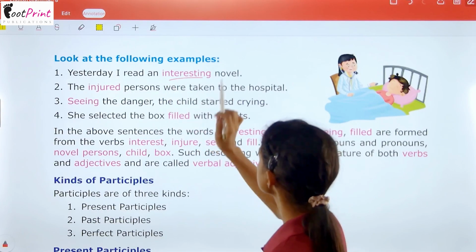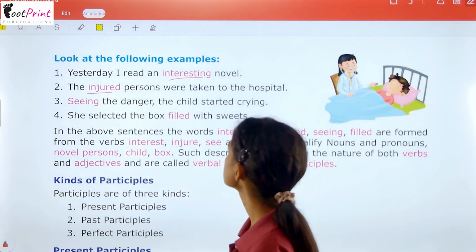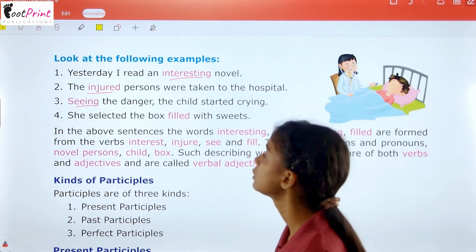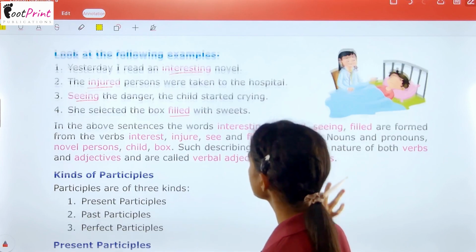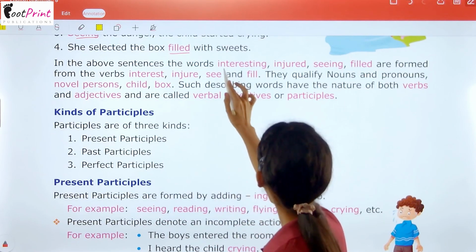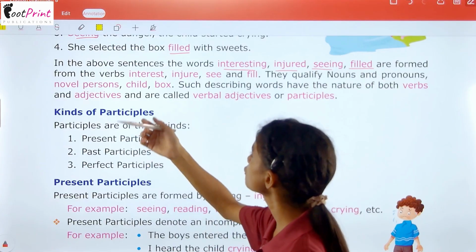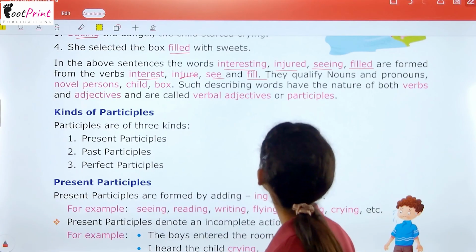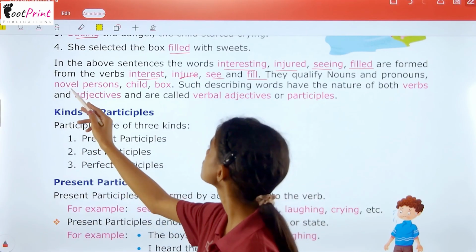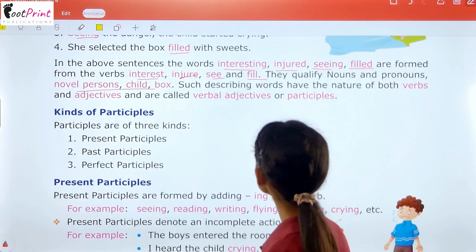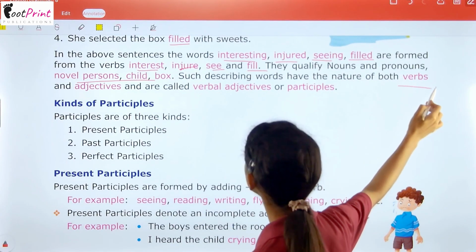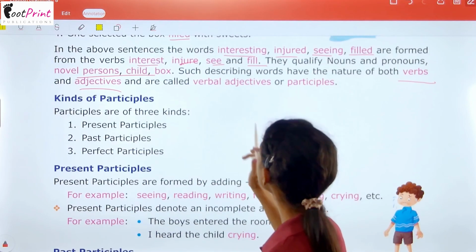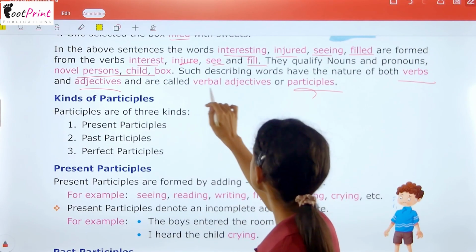Yesterday I read an interesting novel. The injured persons were taken to the hospital. Seeing the danger, the child started crying. She selected the box filled with sweets. In the above sentences, the words interesting, injured, seeing, filled are formed from the verbs interest, injure, see, fill. They qualify nouns and pronouns: novel, persons, child, box, etc. Such describing words have the nature of both verbs and adjectives, and are called verbal adjectives or participles.